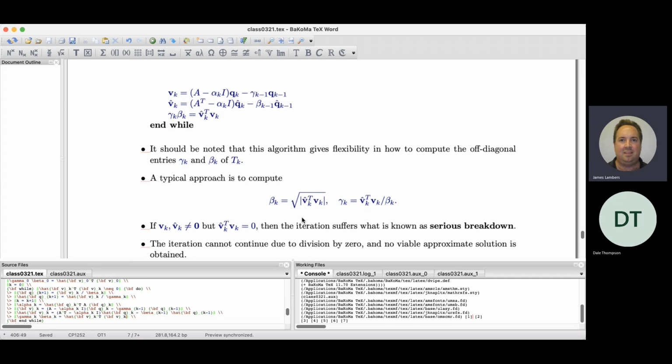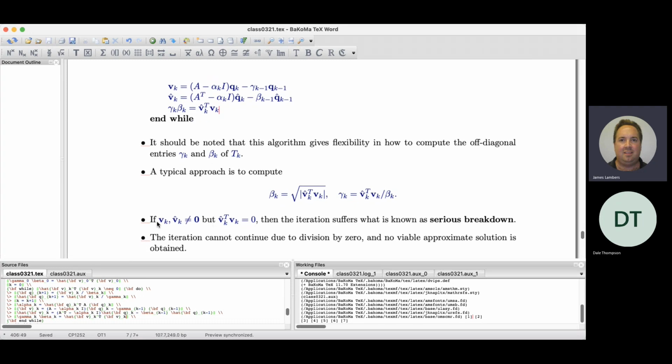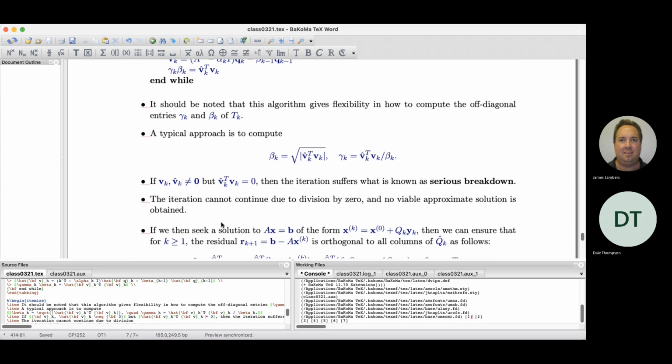Now one big problem with unsymmetric Lanczos that is not an issue with regular Lanczos is, suppose these vectors are non-zero, but they're orthogonal. That's what's called serious breakdown. We definitely don't want that to happen, and then you don't even get a decent approximate solution. That's actually a welcome event in Lanczos iteration, where what could happen is that this vector itself is zero. We actually like that because then you have what's called an invariant subspace and you can compute the exact solution. But when this happens, you're toast.